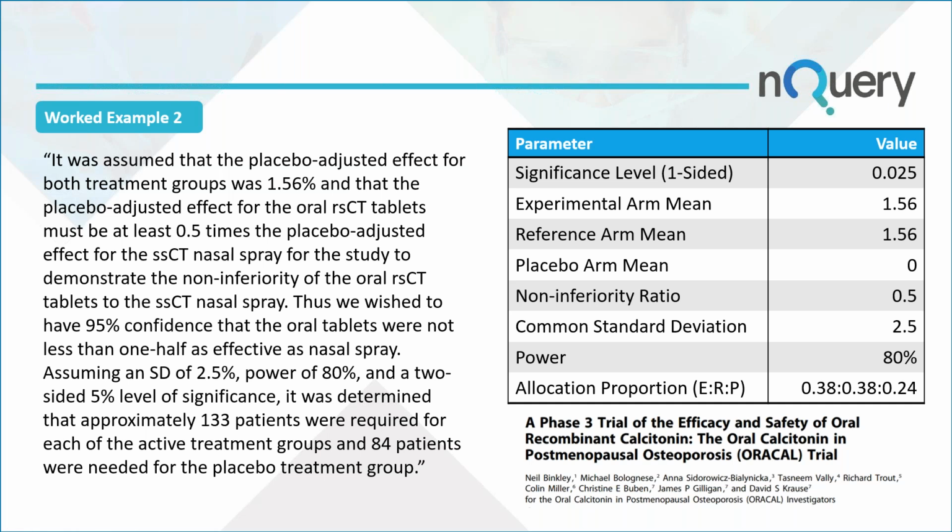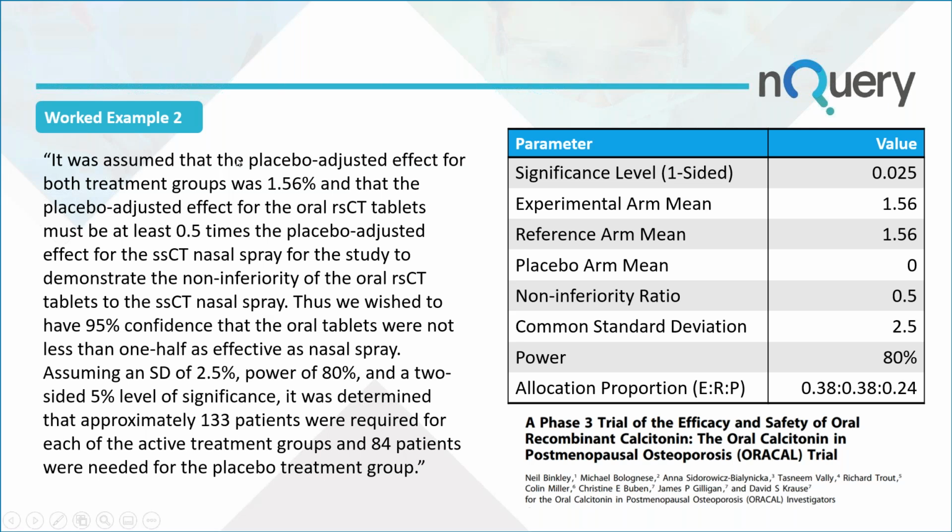So if the experimental arm would be at least 50% the effect of the reference arm, then they would find this to be non-inferior in terms of using oral calcitonin. That's the case here because this is considered to be a much easier type of approach, one that maybe they expect patients to be more willing to adhere to versus the standard nasal spray arm, which was the standard treatment in this case in terms of osteoporosis.